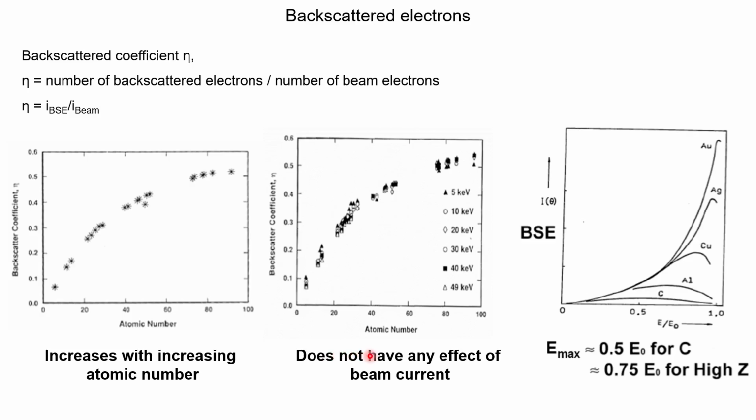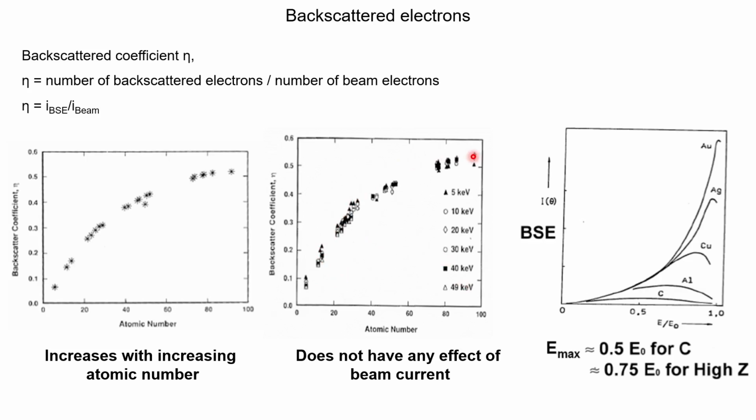And also the effect of electron beam energy, so it does not have any effect of electron beam current. These different symbols like triangle, circle, diamond are given by the different energy of the incoming electrons. As you can see, the y-axis is the backscattered coefficient eta, and the x-axis is the atomic number. As you increase the atomic number, eta will increase, and as you change the current density, there is no specific change in the backscattered coefficient.